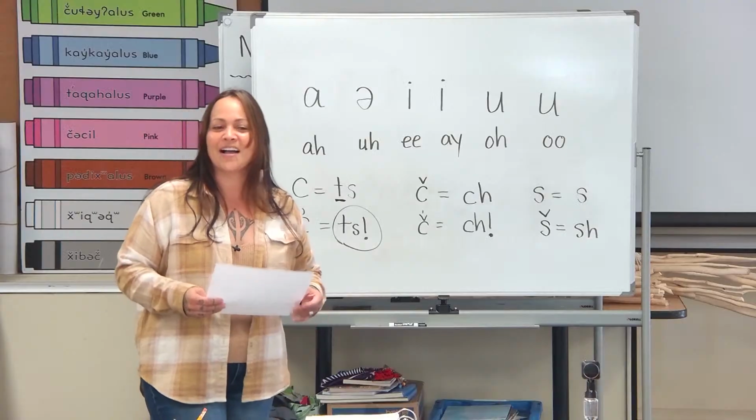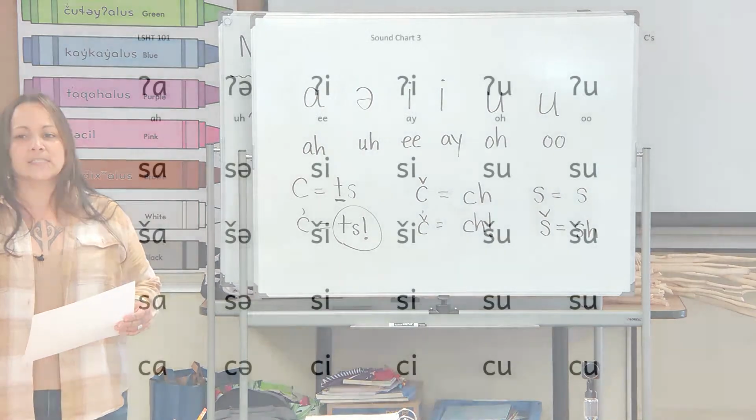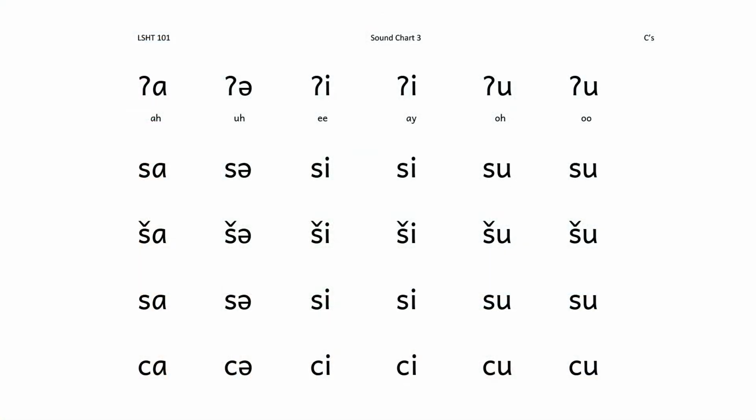All right, top line, regular S, same as the S in English. Sa, sa, si, say, so, su. S wedge, making the SH sound. Sha, sha, she, shay, show, shoe. Let's do that one again. Sha, sha, she, shay, show, shoe.